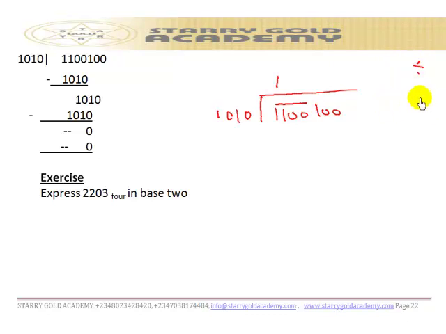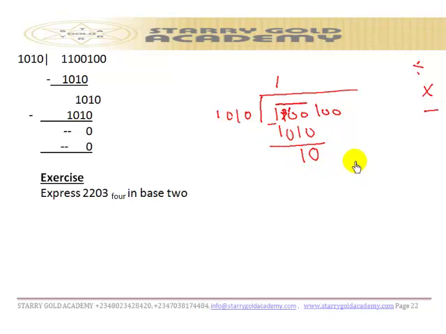What is the next process? Multiply. 1 times 1010 is 1010. What is the next process? Subtract. 0 minus 0 is 0. 0 minus 1 is impossible, so you borrow 1. So you have 10. 10 minus 1 is 1. Okay, so you just have 10 left.